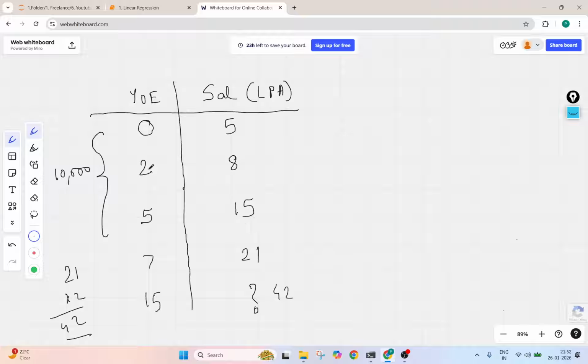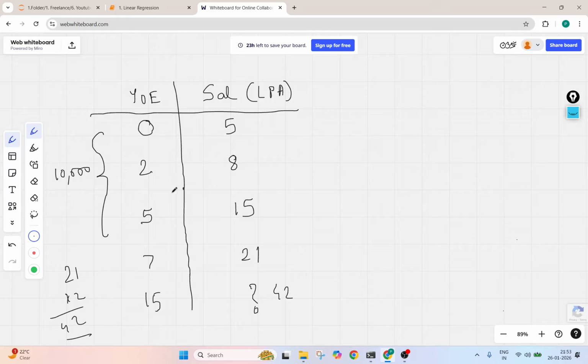Not really. For 2 years of experience, someone is getting 8 LPA. Then for 4 years of experience, someone should have got 16 LPA, which is not the case here. Again, 5 into 3 is 15, so ideally it should have been 45. Again, 7 into 2 is 14, so somewhat less than 15, but it's getting 42. So there are certain discrepancies, correct? We cannot simply say, just by seeing, let's multiply with a factor of the years of experience.